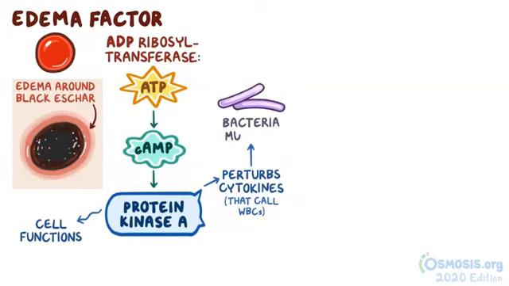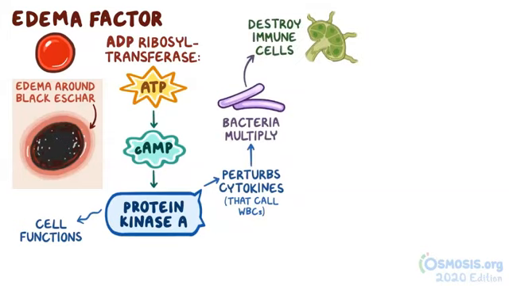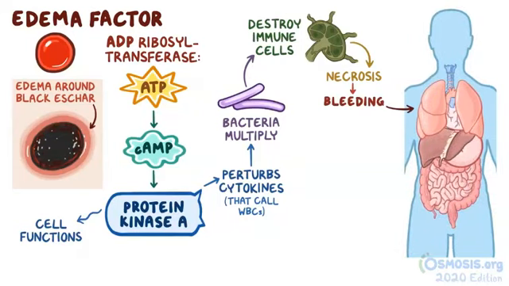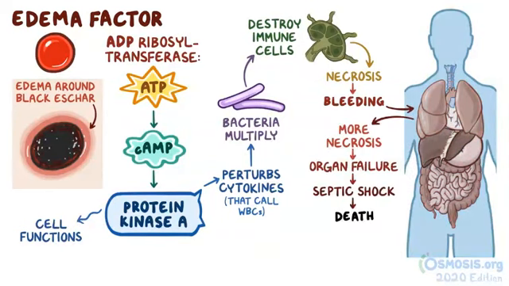So the bacteria multiply and destroy immune cells in the lymph nodes, preventing an appropriate immune system response, causing surrounding necrosis and eventually bleeding. Access to the bloodstream now allows the bacteria to travel to multiple organs through the bloodstream, causing even more necrosis, leading to multi-organ failure, septic shock, and death.